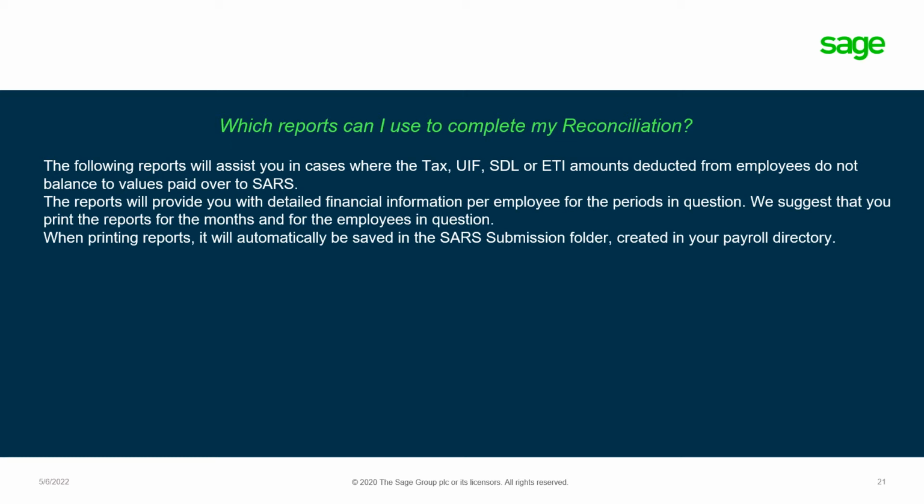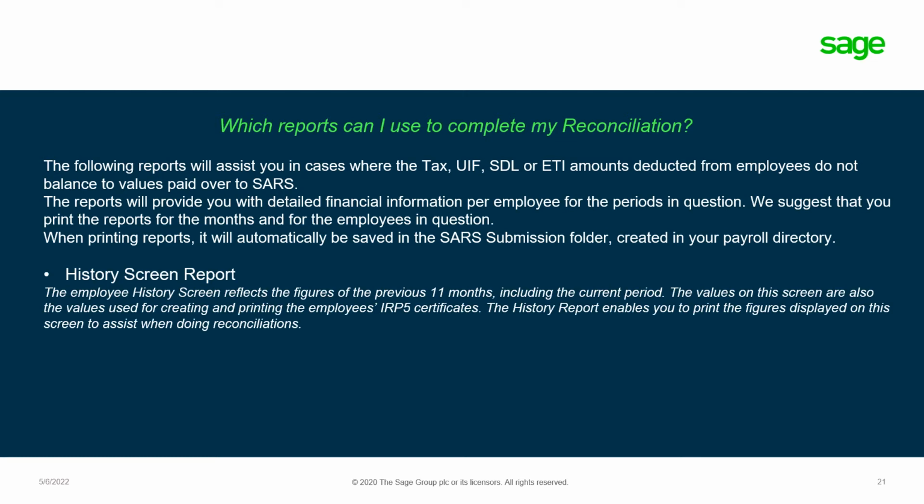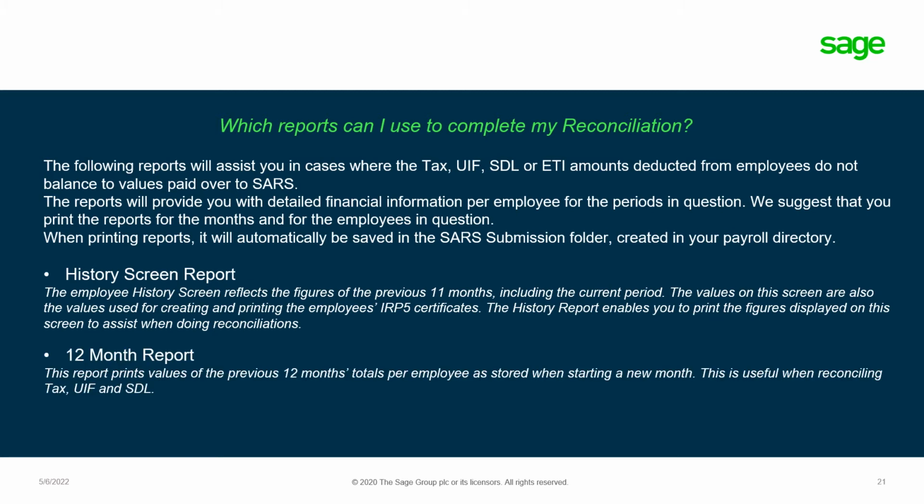The history report reflects figures for the previous 11 months, including the current period. The values on the screen are also the values used for creating and printing the employee's IRP5 certificates. The history report enables you to print the figures displayed on the screen to assist with doing reconciliations. The 12-month report prints the previous 12-month totals per employee as stored when starting a new month. This is useful when reconciling tax, UIF, and SDL.